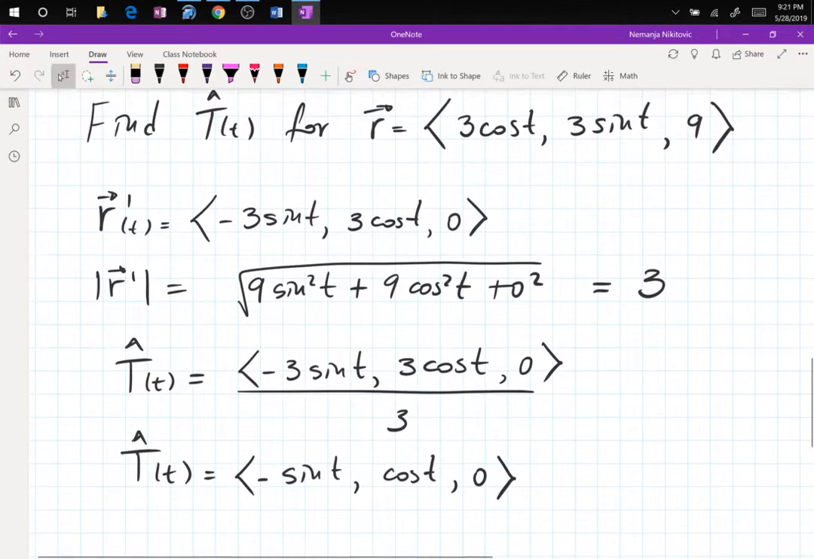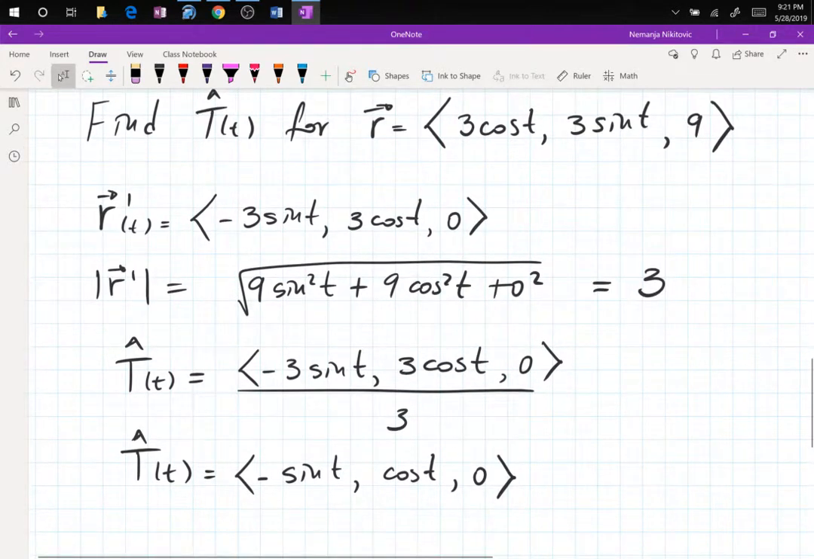Now you can check that this is a unit tangent vector by working on its magnitude, and you see that sine squared plus cosine squared plus 0 squared is 1, right? So the magnitude is 1, so this is a unit vector, which is why it has a hat, not an arrow. We said unit vectors will have hats and regular vectors will have arrows.